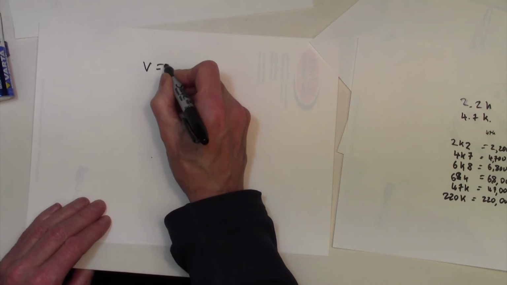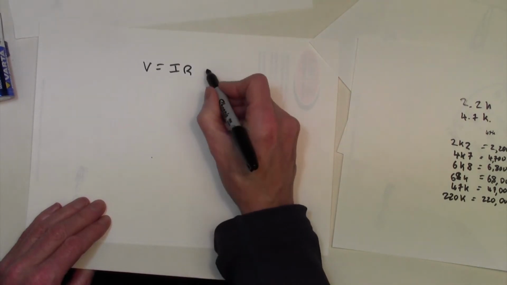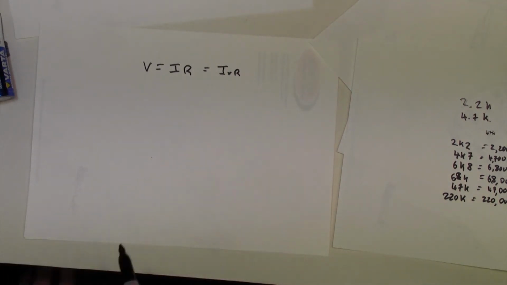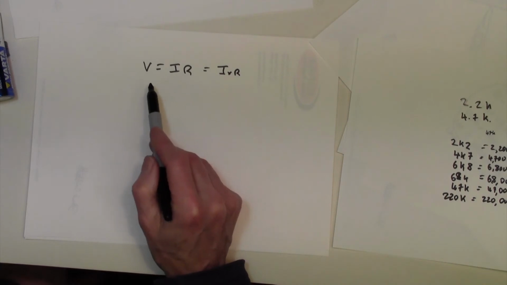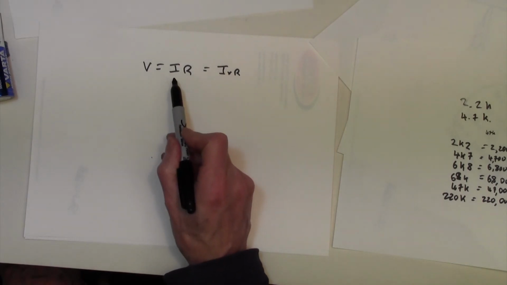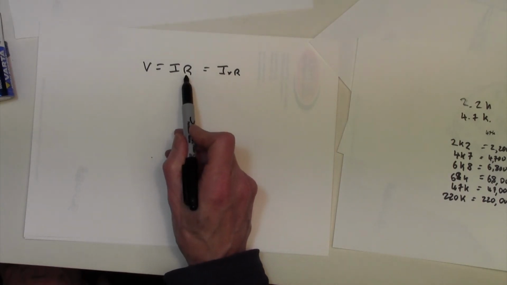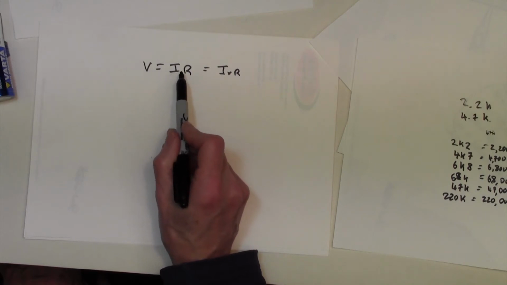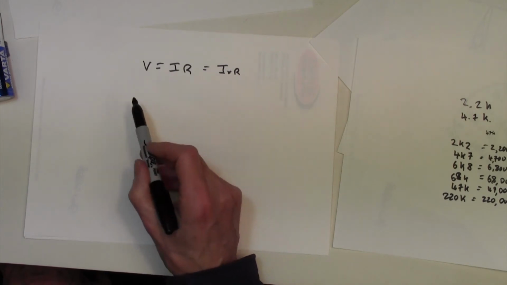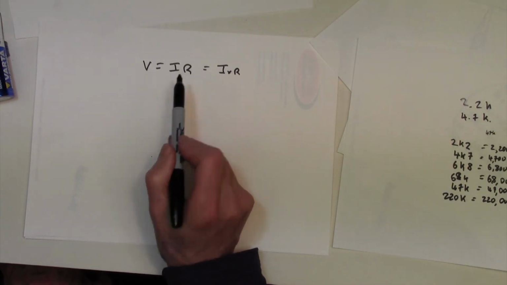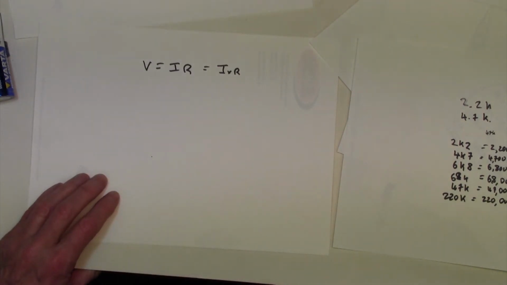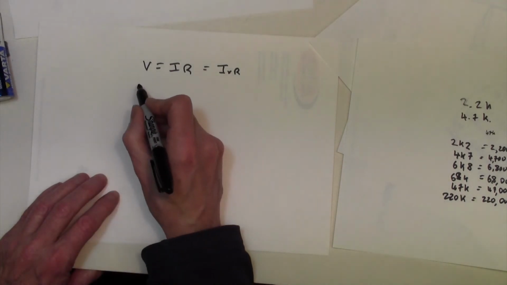Formula again, V equals IR, which, as you remember, means I times R, I multiplied by R. And see how we can use this to find out any one of these terms if we know the other two. So if we know current and resistance in the circuit, we can tell the voltage just by plugging in the numbers here. If we know the voltage and the resistance, we can determine the current. If we know the voltage and the current, we can determine the resistance. There's nothing mysterious about this.